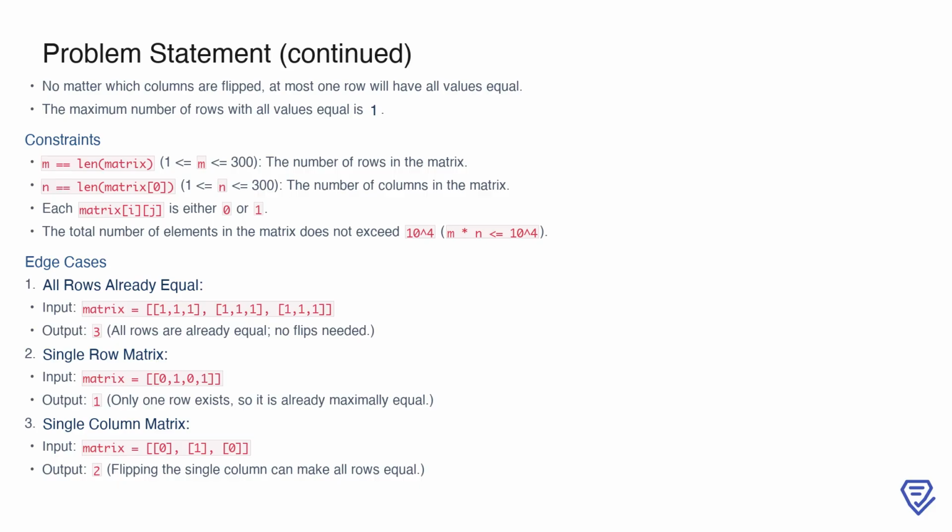To summarize, the constraints of this problem allow for matrices up to 300 rows and 300 columns, with special cases like single row or single column matrices also being valid inputs. These edge cases, such as when all rows are already equal or when only one row or column exists, should be carefully considered during implementation.